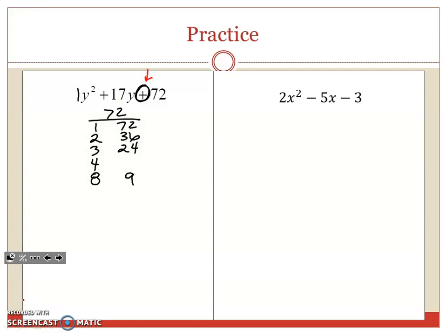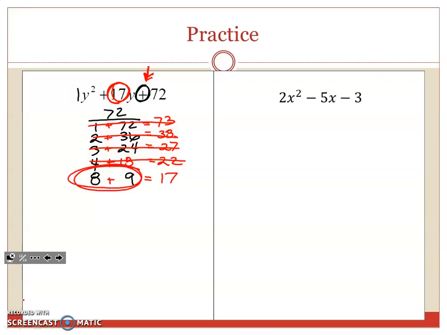Okay, so since this is a plus sign here, now we want these factors to add to give us our second number there. So they need to add to give us 17. 1 and 72 gives me 73. 2 plus 36 gives me 38. 3 plus 24 gives me 27. 4 and 18 gives me 22. So none of those are viable options for us because they don't add to give me 17. But 8 and 9 would add together to give me 17. So 8 and 9 is my factor pair that I'm going to use.